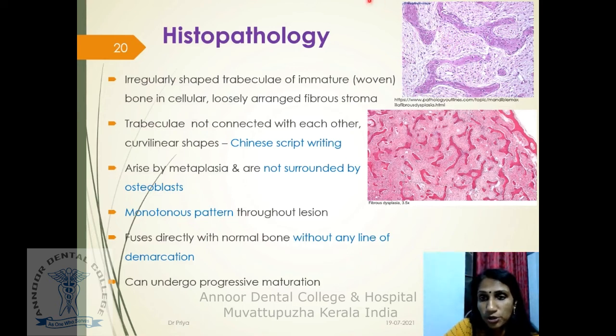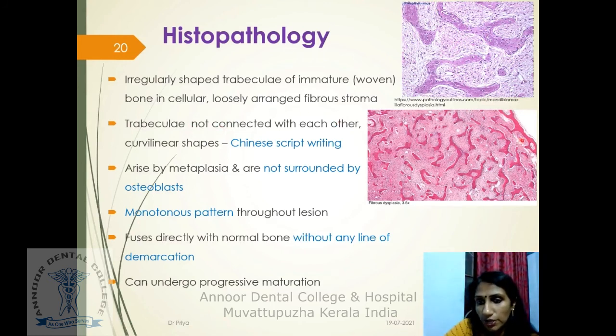fibrous stroma. If you look at this picture here, see the background. It's lots of collagen fibers with fibroblasts. It's highly cellular because you have an increased amount of fibroblasts. Within that connective tissue, you see bony trabeculae. This is your bony trabeculae, which is immature, or basically woven bone. The trabeculae are not connected with each other.